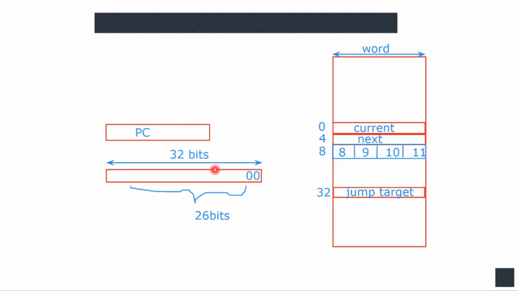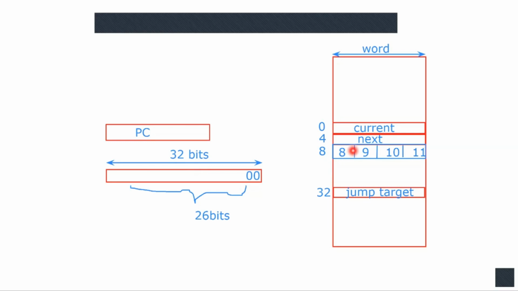So with 32 bits, you can address 2 to the power 32 bytes or 2 to the power 30 words, right? So we don't care about accessing bytes in instruction memory because that doesn't make sense. An instruction word is 32 bits, right? So we want to access words.